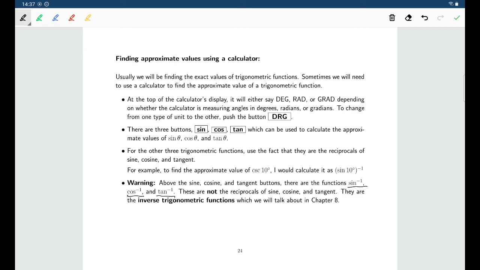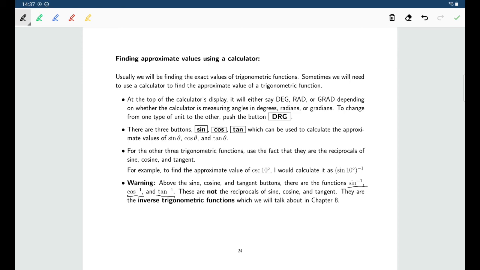Just like we had back earlier when we were talking about inverse functions, sine with the -1 is the inverse of the sine function. We will be talking about that in Chapter 8, but for now, that's the thing that you need to know, is that you're not going to be using those functions, sine with the -1, sine inverse. You won't be using that to find things like cosecant, unfortunately. So if you do want to find things like secant, cotangent, and cosecant, you'll need to express them in terms of sines and cosines and tangents.